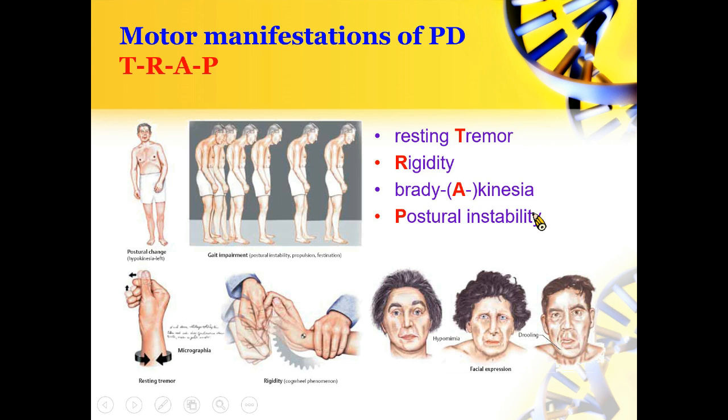The cardinal motor manifestations of Parkinson's disease include TRAP: resting tremor, particularly pill-rolling tremor; cogwheel rigidity while moving the wrist or arm joints; bradykinesia or akinesia, shown as slow motion, loss of facial expression called mask face, and immobility of limbs; and postural instability on walking, which may cause festinating gait or falls.